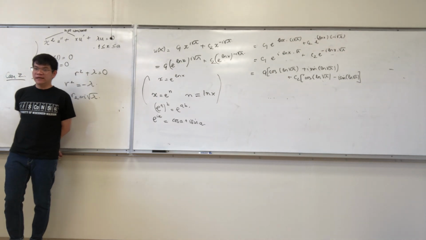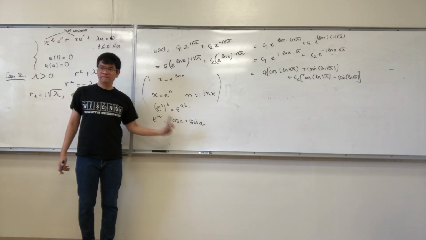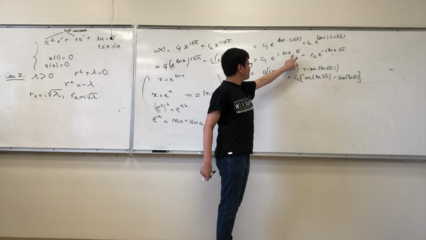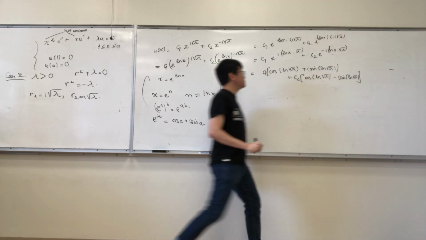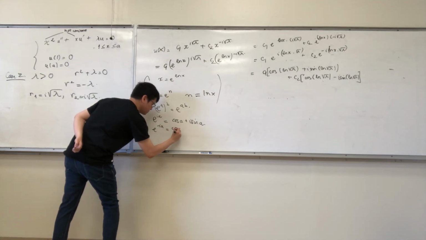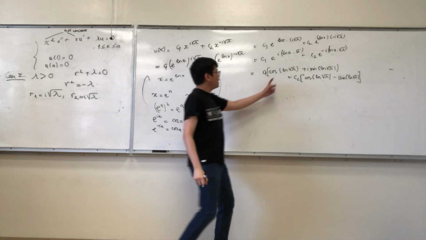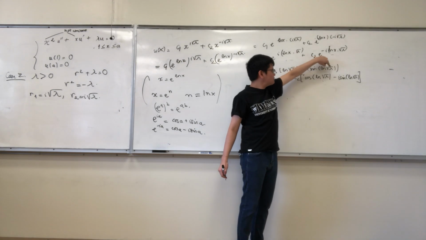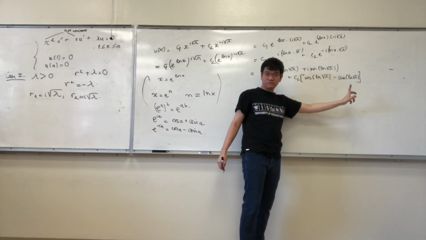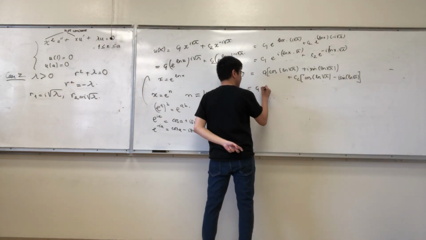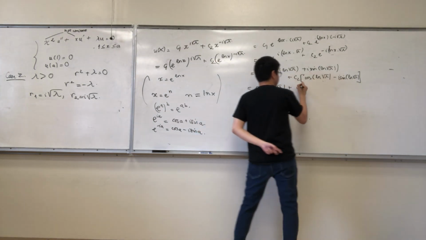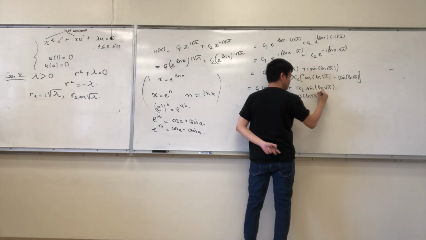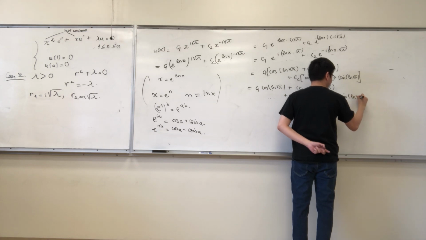Right? Questions? Now, in this case, I'm going to use this Euler formula. e to the iA will be cosinus of A plus i sinus of A, and e to the minus iA will be cosinus of A minus i sinus of A. So this gives me c1 cosinus log square root lambda plus i c1 sinus of log of square root lambda, plus c2 cosinus log of square root lambda minus i c2 sinus of log of square root lambda.